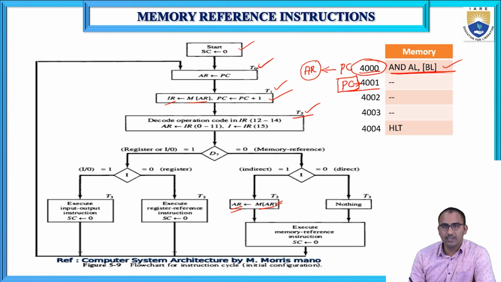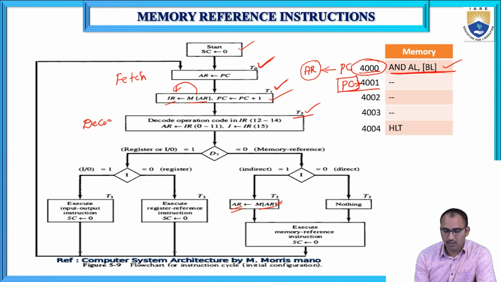So these are the different timing signals, T0, T1, T2. During T0, what will happen? The program counter address will be loaded into AR. First, during T0, the instruction will be fetched. After fetching, the instruction will be placed in the IR register, and after that decode, and after that execute. So this fetching and decoding is common for every instruction.